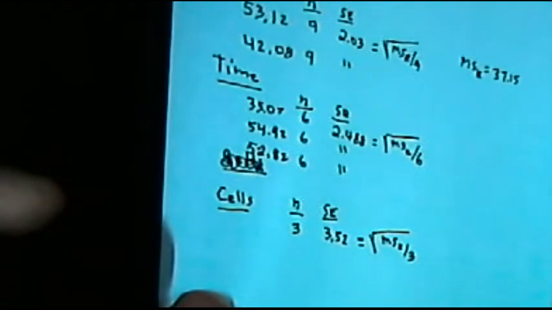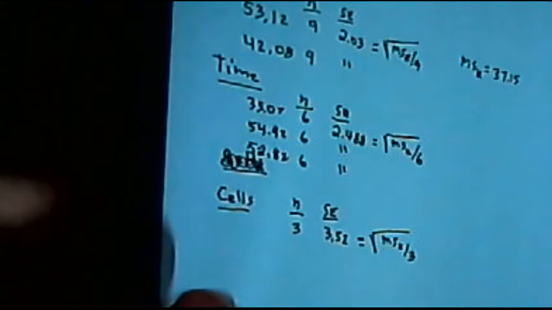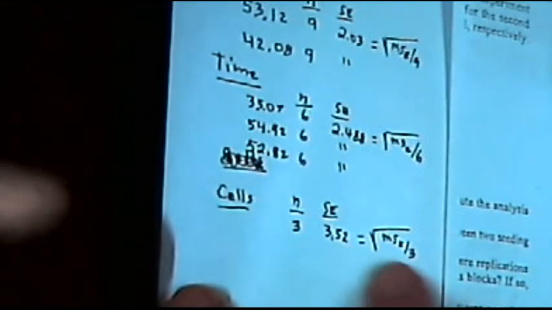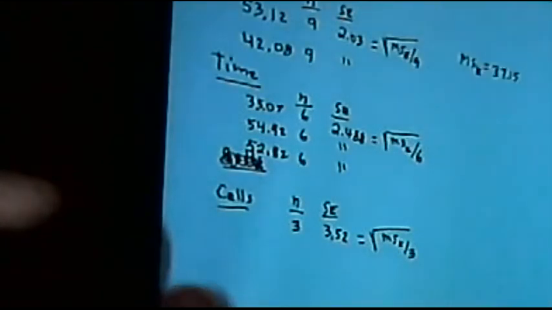And then the last case was the individual cells. And for the individual cells, there's 3 observations in each cell. And I didn't even write down the means here on my paper because there's 6 of them. But the standard error would be the square root of the mean square error over 3. And that comes out to be 3.52.